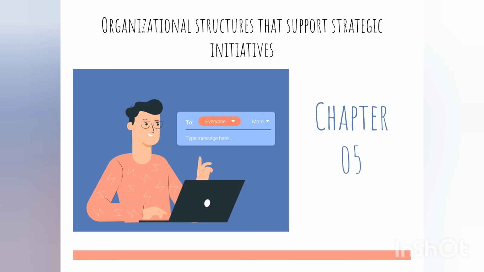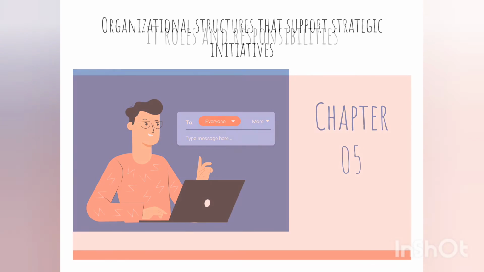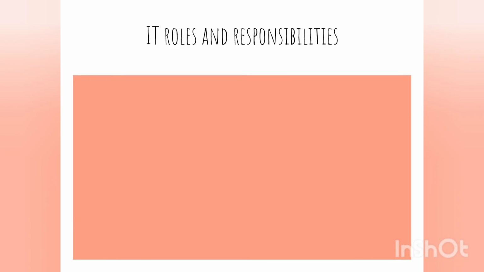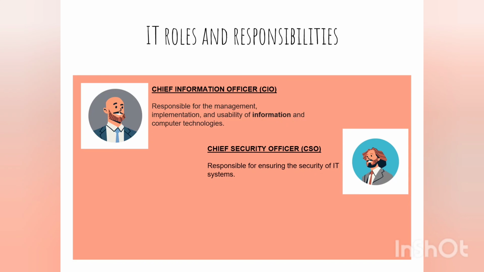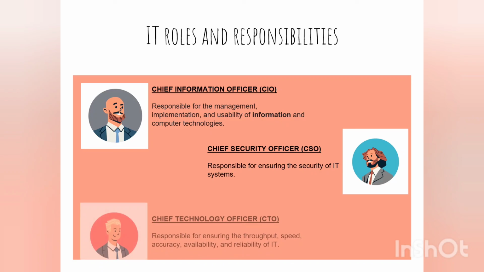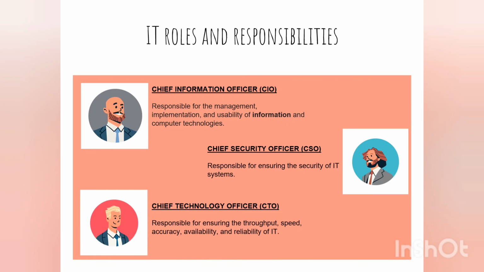Chapter 5. Organizational structure that supports strategic initiative. IT roles and responsibilities. First, Chief Information Officer, CIO, responsible for the management, implementation, and usability of information and computer technologies. Chief Security Officer, CSO, responsible for assuring the security of IT systems. Chief Technology Officer, CTO, responsible for assuring the throughput, speed, accuracy, availability, and reliability of IT.